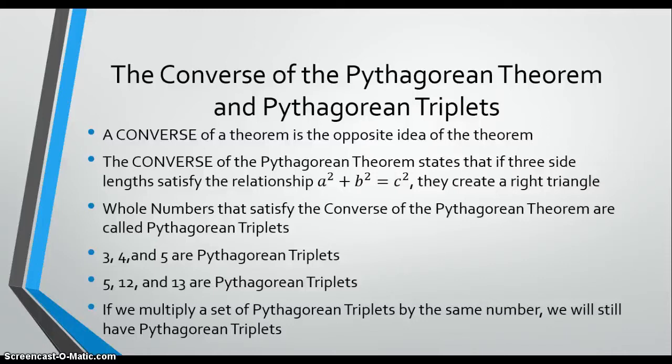Now, if we multiply a set of Pythagorean triplets by the same number, we will still have Pythagorean triplets. So 6, 8, and 10, 15, 20, 25 are all Pythagorean triplets. There are an infinite amount of Pythagorean triplets.